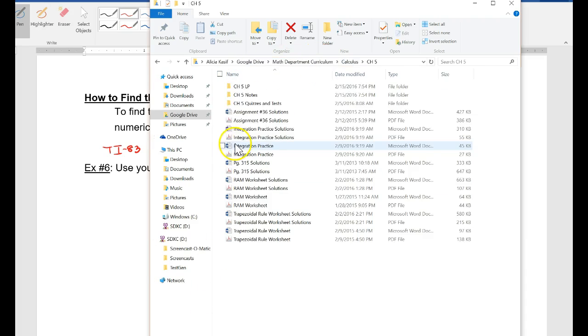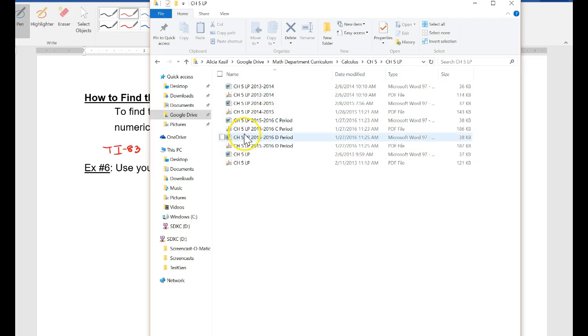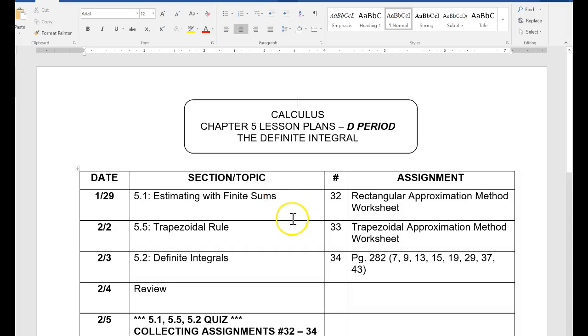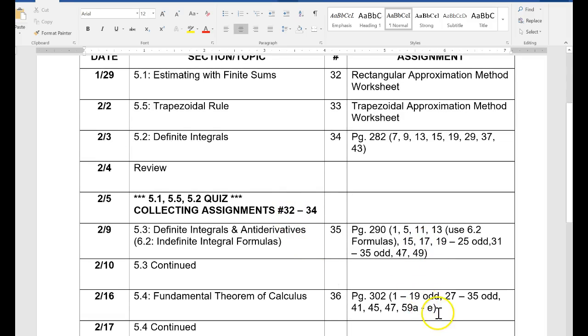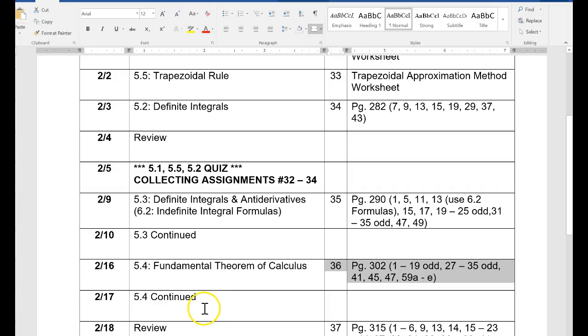Okay, so for homework, you should be working on assignment 36, so page 302, 1 to 19 odd, 27 to 35 odd, and so on. And again, you're going to use the rules that we covered, and hopefully I will be back the next day, and we will review. We'll have another day to review this section before we start reviewing for the test. And if you have any questions, you can go ahead and email me.